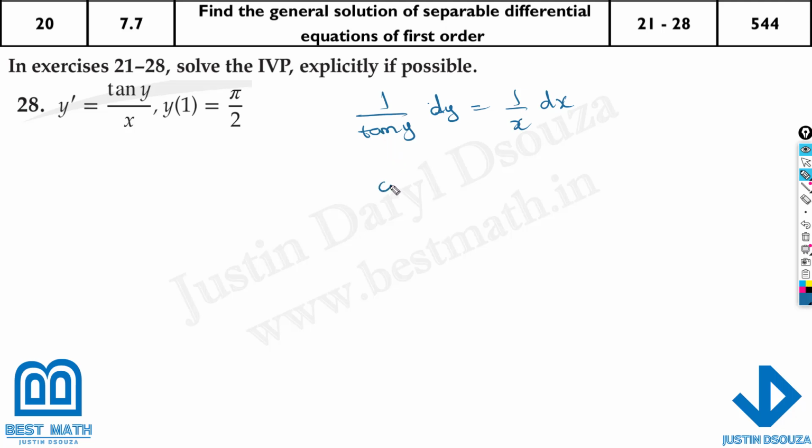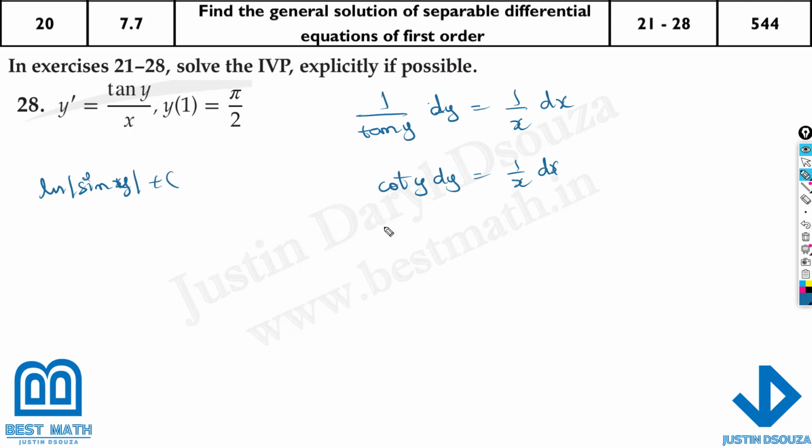Here, this is cotan, right? Cotangent y dy is equal to 1 by x dx. But do you have any formula for cotangent y directly? Now, if you have remembered, the integration of cotangent is ln modulus of sine y plus c. If you remember this, well and good. But otherwise, I'll tell you how exactly you'll get it.